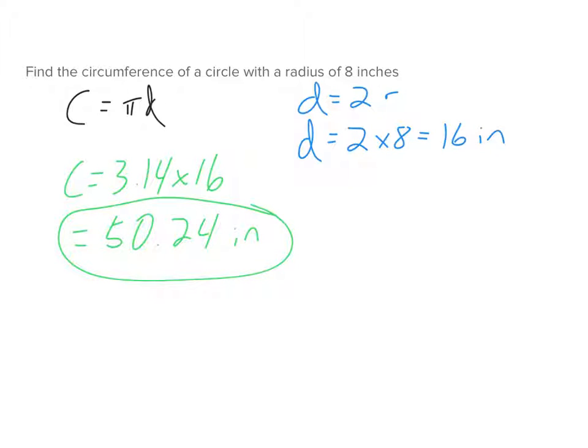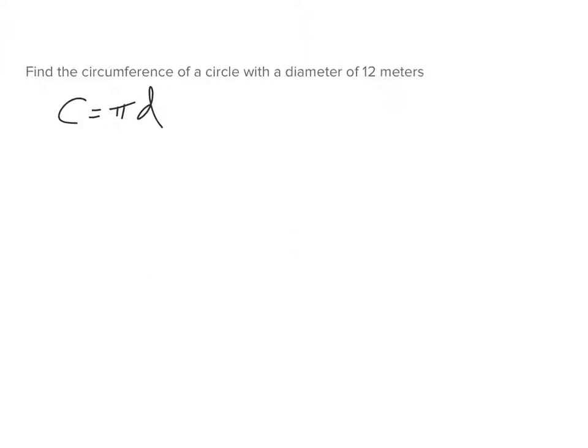So if the radius is 8 inches, we should have a diameter of 16 inches. And if we plug that into our formula and multiply it by 3.14, we should get that our circumference is 50.24 inches. So now we're going to look at what happens when we're given the diameter.